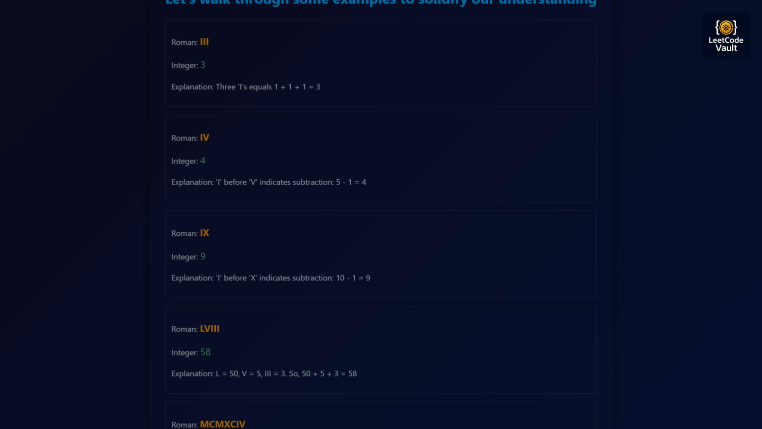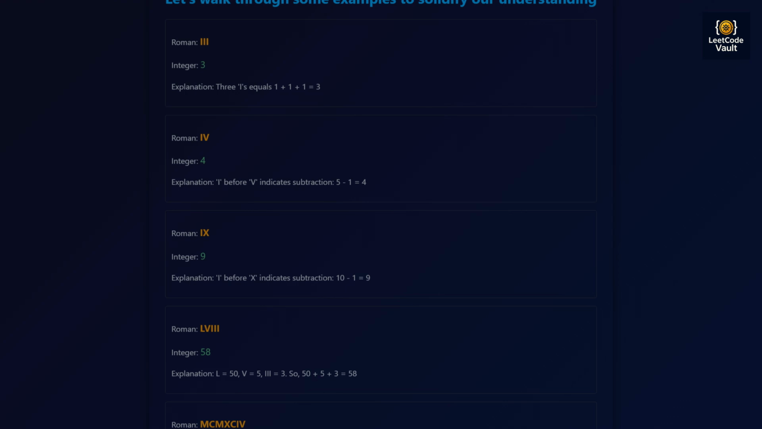Understanding with examples. Let's solidify our understanding with some examples. Consider III. This is straightforward. 3 I's, each representing 1, giving us a total of 3. Now let's look at IX. Here we have an I before an X. Since I, 1, is less than X, 10, we subtract I from X, resulting in 9.